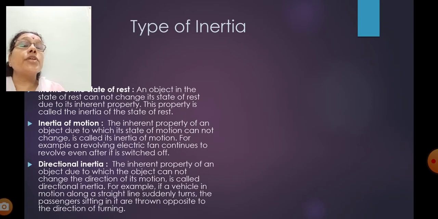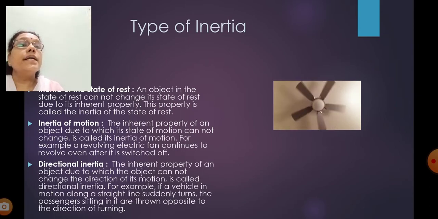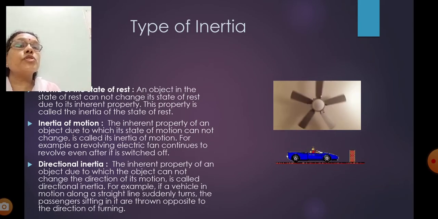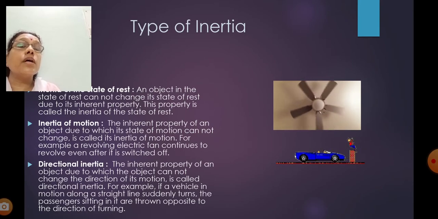Types of inertia. Inertia of state of rest: an object in the state of rest cannot change its state of rest due to its inherent property. This property is called the inertia of the state of rest. Inertia of motion: the inherent property of an object due to which its state of motion cannot change is called the inertia of motion. For example, a revolving electric fan continues to revolve even after it is switched off.